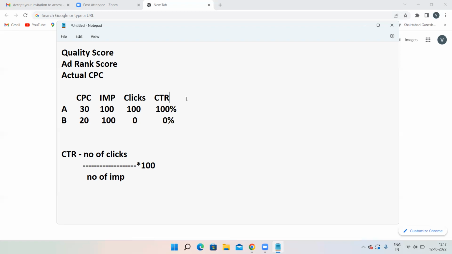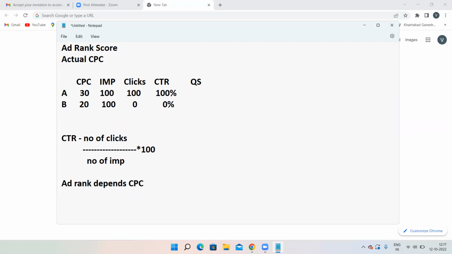Now comes quality score. Always remember, until today's class, what did we think? We thought that whoever pays the highest amount will appear on top. Ad rank depends on CPC. Am I right, guys? Whoever pays the highest amount will appear on top of SERP. This was the rule we followed till today. Let us keep this rule as it is.